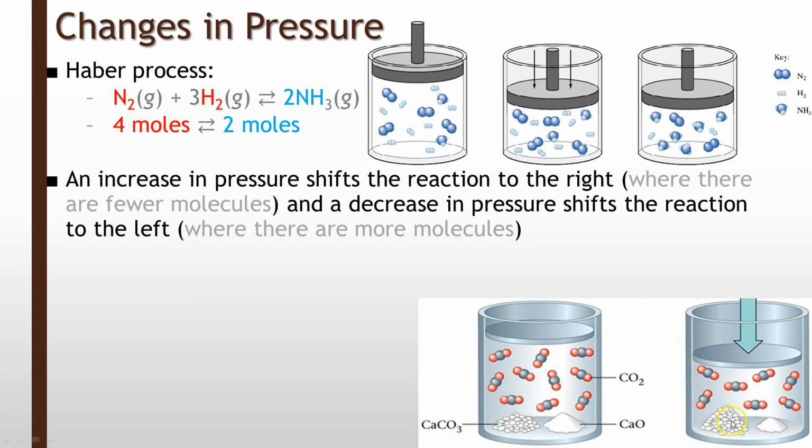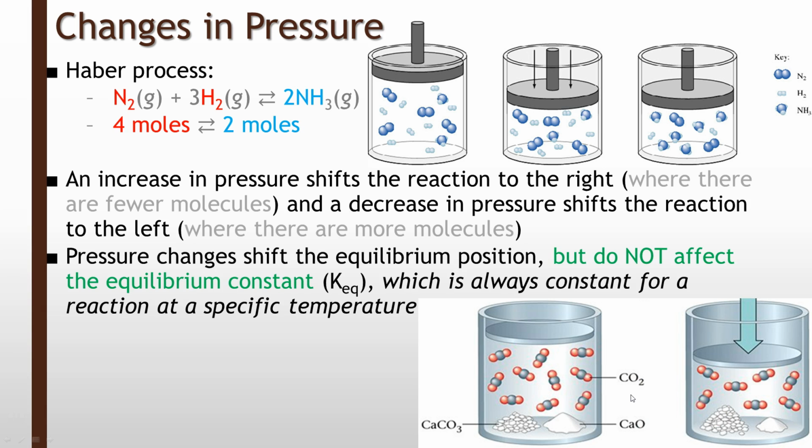So my concentration, my amount of calcium carbonate has increased, my amount of calcium oxide has decreased correspondingly thanks to the reaction. But I increased pressure and it shifted towards something where there's going to be less of it there. That's Le Chatelier's principle. So this is going to shift the equilibrium position, but it is not going to affect the equilibrium constant, which is always going to be constant for a reaction at a specific temperature.